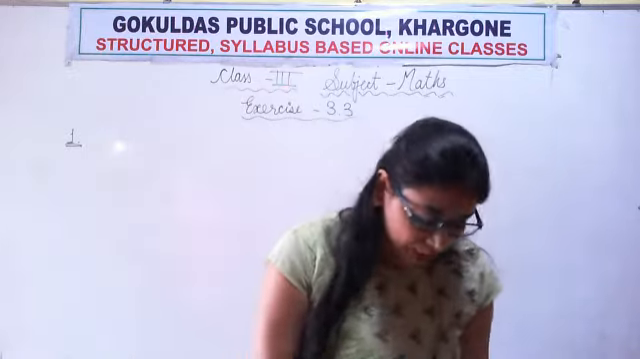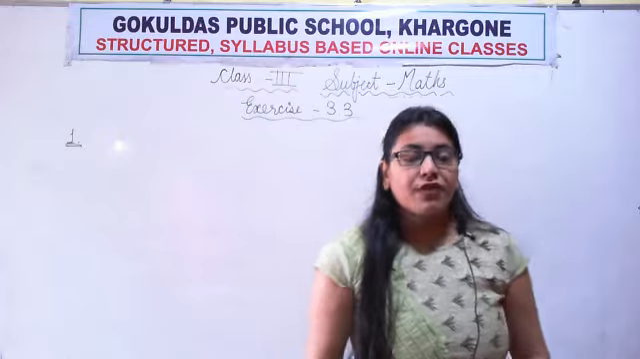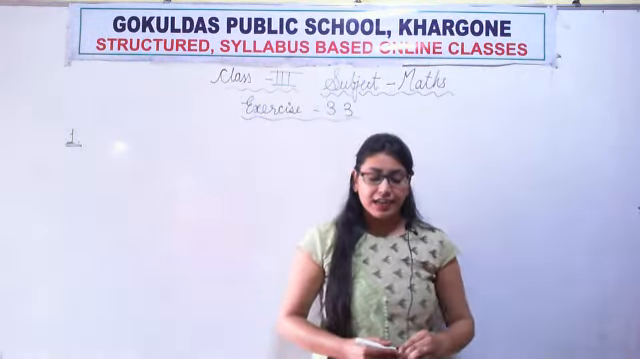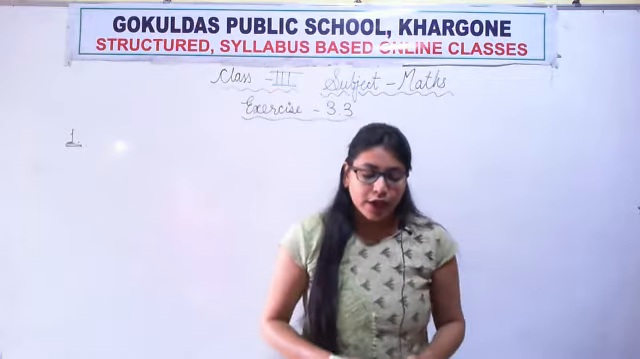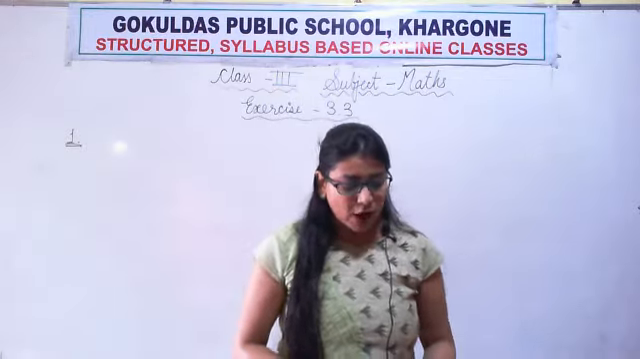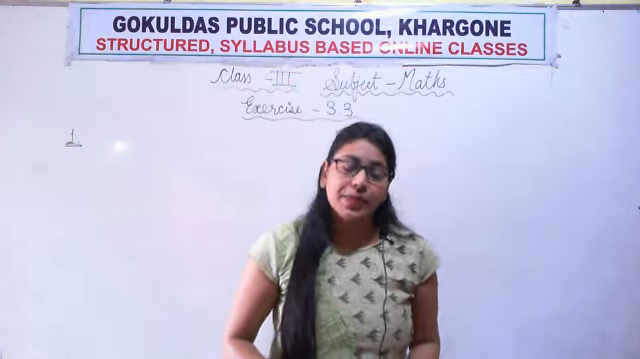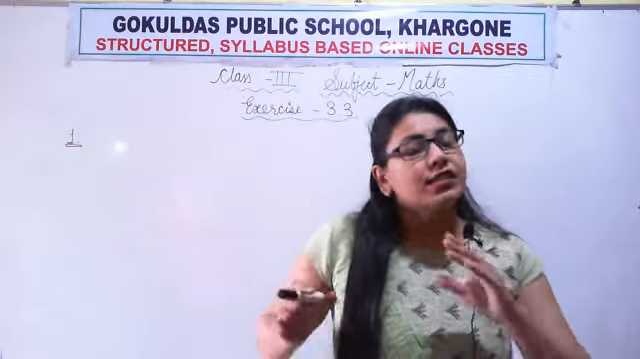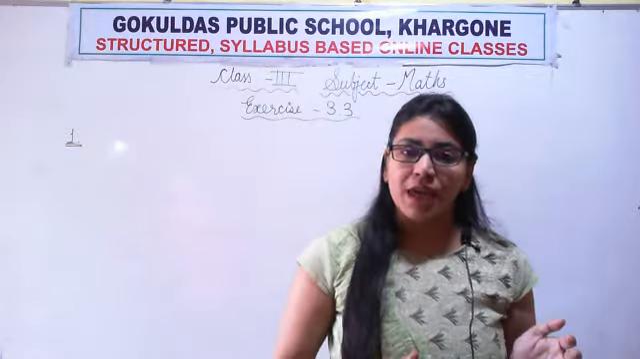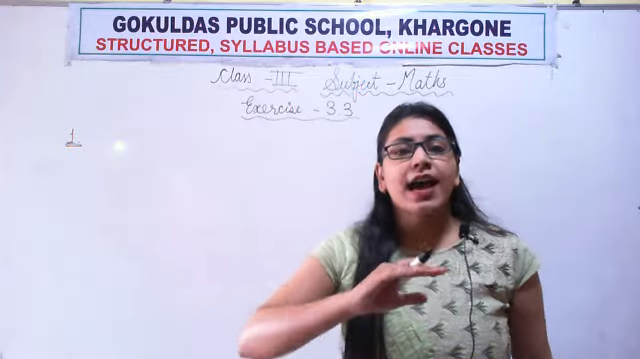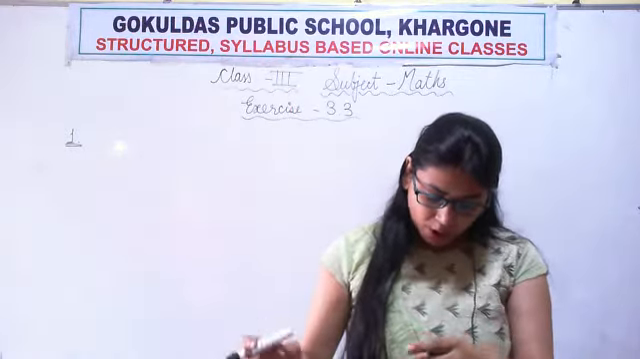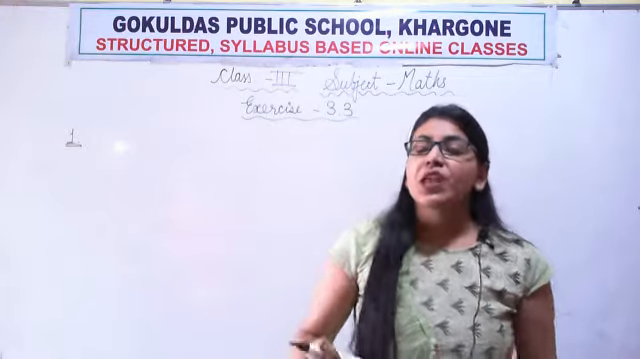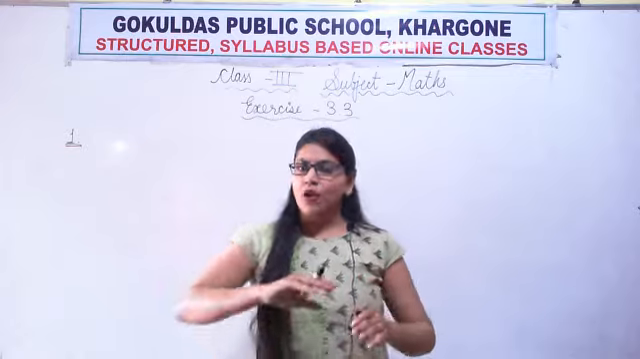Question number 1 is, there were 568 children in a school. 293 were boys. How many were girls? See, there is a school and so many children are there. Some of them are boys and some of them are girls. So they have given us the number of children and the number of boys. Now they are asking us to find the number of girls. So how will we do it? We'll subtract the boys from the total.